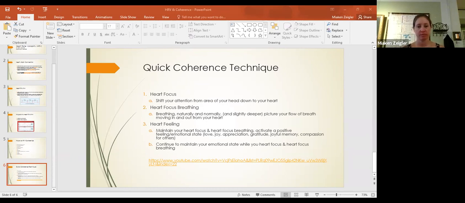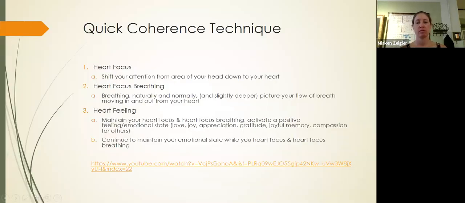Step 1 is called heart focus. What I'd like you to do, invite you to do, is to shift your attention from up in your head down into the area in the center of your chest, the area of the heart. Sometimes it's helpful just to feel like you're taking an elevator down. All of the thoughts and the things that are happening there, just descend down and focus your attention in the area in the center of your chest, the area of your heart.